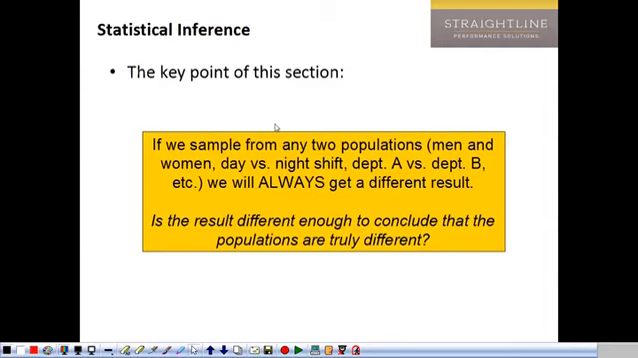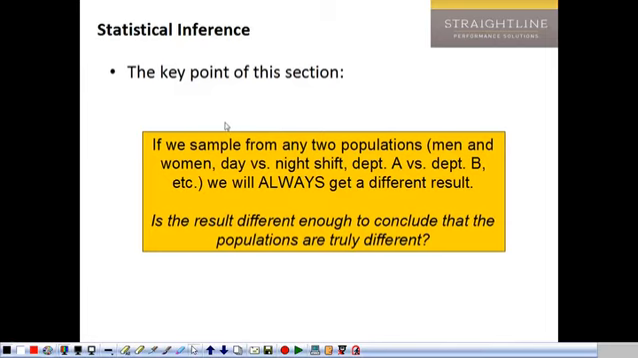All right. So a hypothesis test gives us the answer to this question. Let's walk it through. Now, the key point in this section really is that if we sample from any two populations, whatever it is, men and women, day shift versus night shift, hospital A versus hospital B, middle market segment versus large market segment, we're always going to get a different answer, always. It's going to differ. The question is, is that difference significant or not, statistically significant or not? And we define statistically significant as very unlikely due to chance sampling.